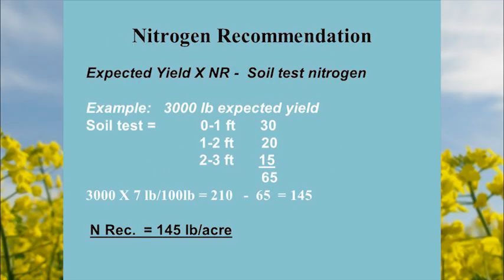And so to get a recommendation, it's the expected yield times the nitrogen requirement minus your soil test information. As an example, in our environment, we might expect a 3,000 pound crop. We might have a soil test profile that looks like this, carrying about 60, 65 pounds of nitrogen. And we do that calculation, and the nitrogen recommendation for this crop would be 145 pounds.